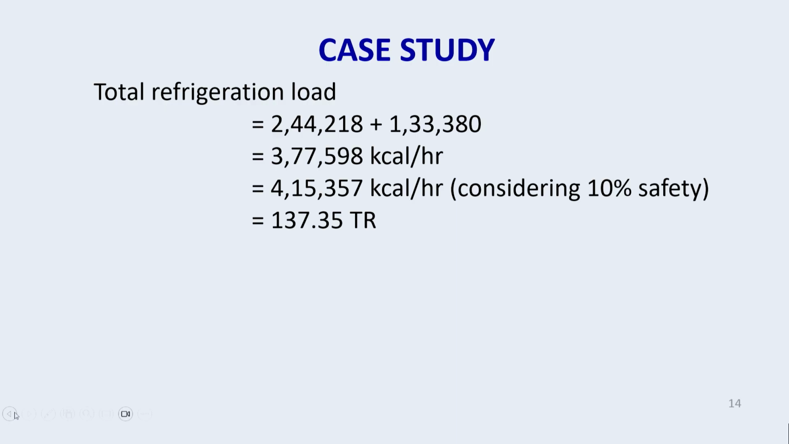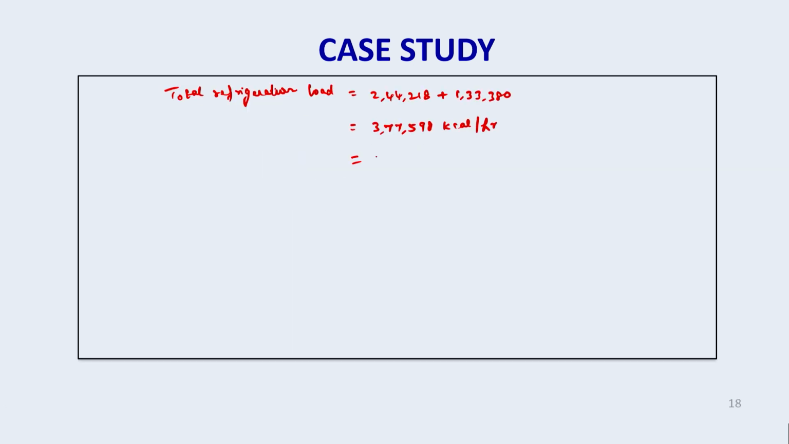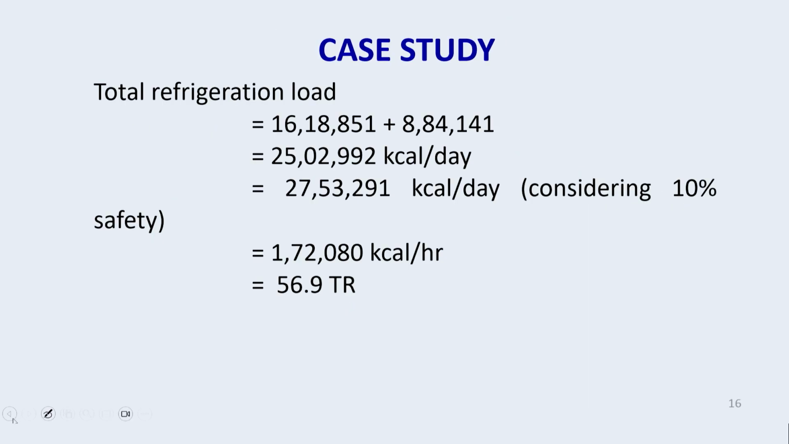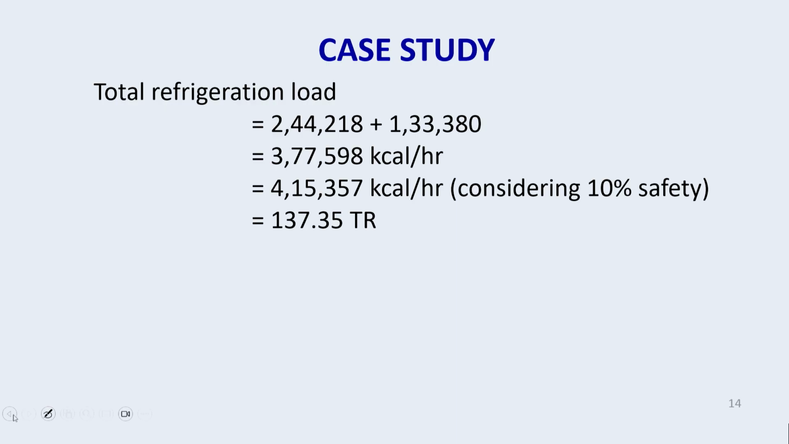So assuming a safety of 10%, normally the system is not designed exactly for the requirement. A factor of safety of about 5 to 10% is taken. So considering 10% factor of safety, we can convert the kilocalories per hour into tons of refrigeration. So it comes to 137.35 TR.